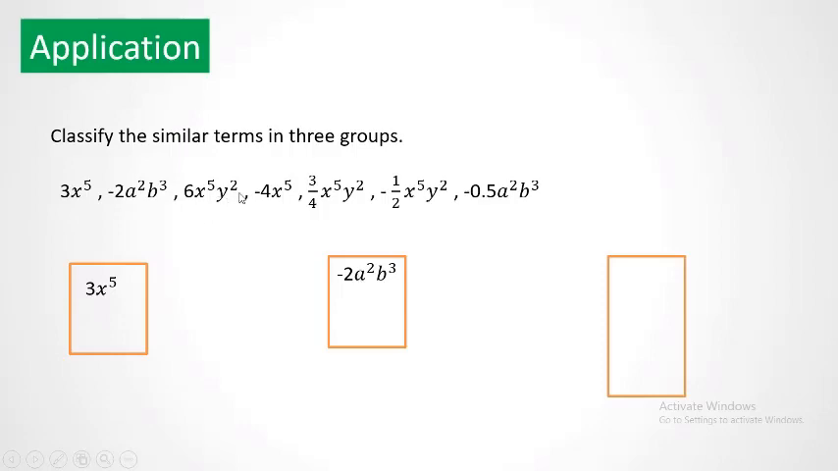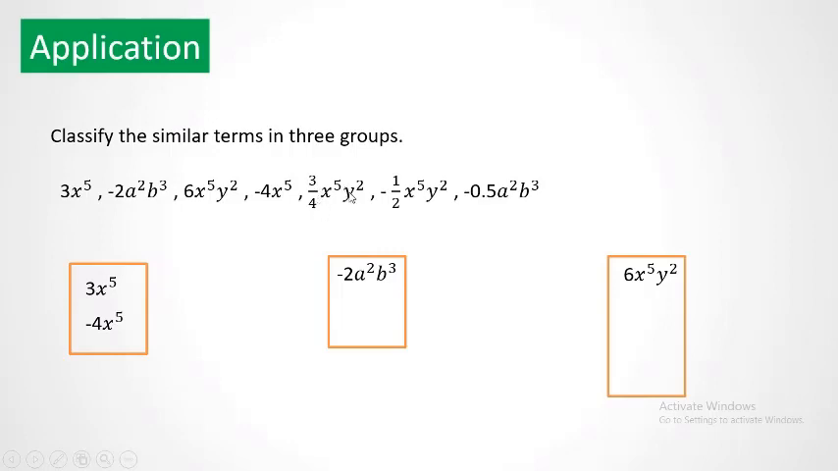6x power 5 y power 2. Does it have the same literal part of the first of the monomials in the first group or in the monomials of the second group? No. Then we will put it in the third group. Minus 4x power 5 is similar to 3x power 5 since they have the same literal part. Then, minus 4x power 5 is in the first group.